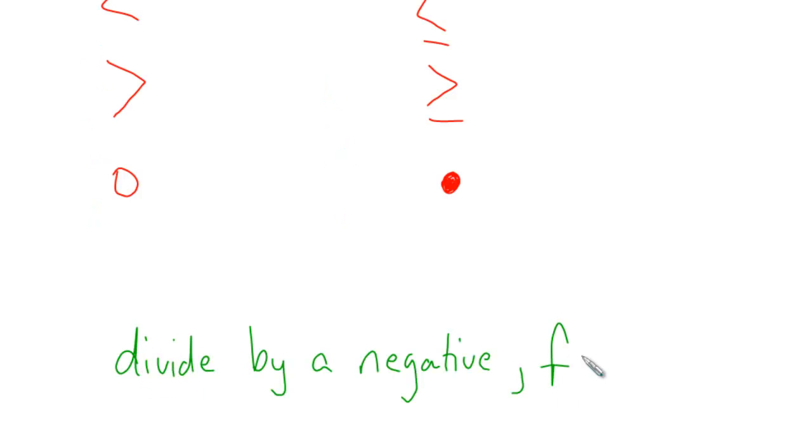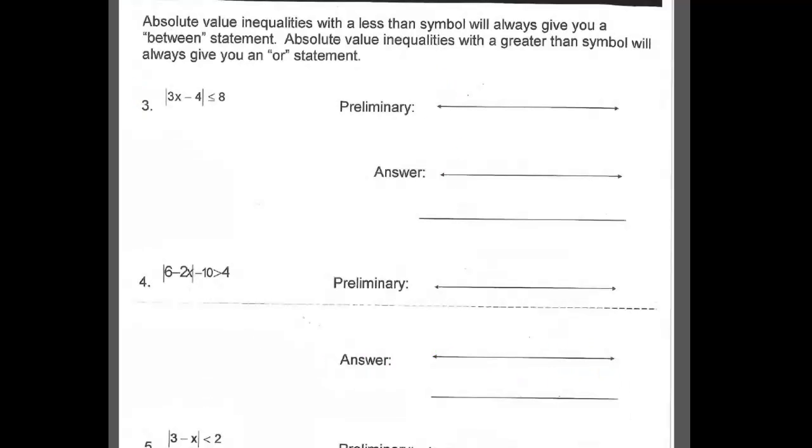Less than or greater than symbols have an open dot. Less than or equal to or greater than or equal to use a closed dot to represent that the solution also includes that number. If we divide by a negative, you flip the inequality symbol.